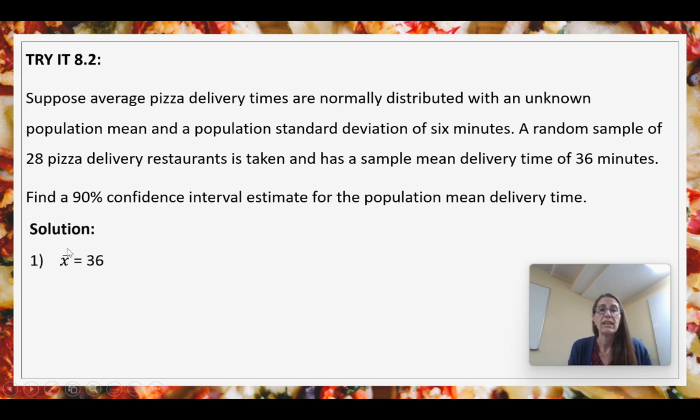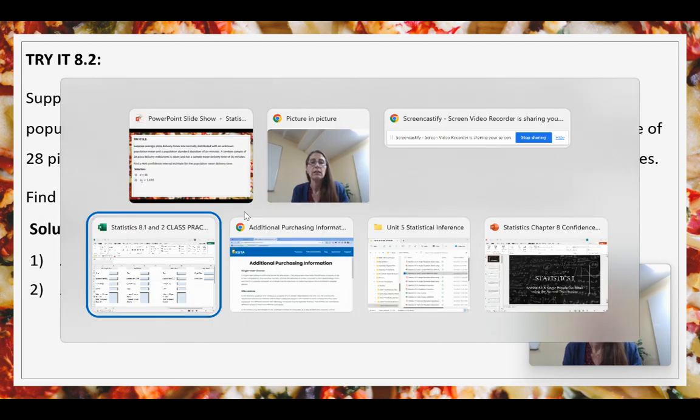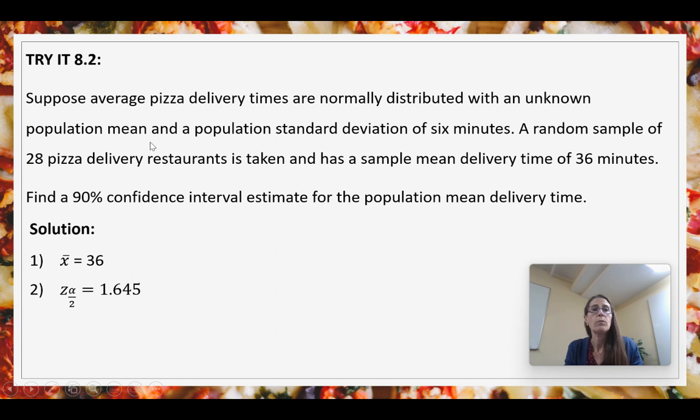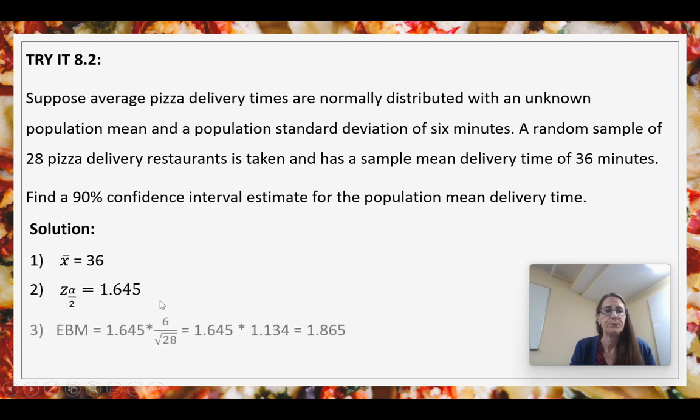So the first thing is, what is our X bar? Well, they told us the sample mean delivery time is 36 minutes. The next thing is we want to calculate our z-score for the 90% confidence interval. So now you can go back to that table and look it up. Or if you're working in Excel, here's example 8.3, which is the try at 8.2. I'm just going to walk you through the steps and then we'll get to Excel. So this is just from the table.